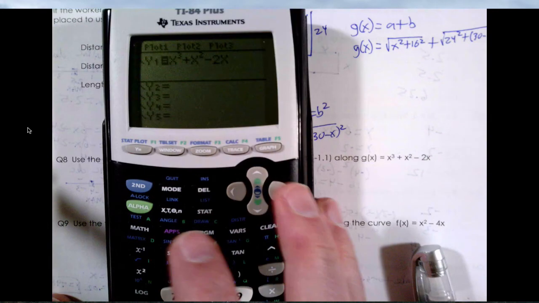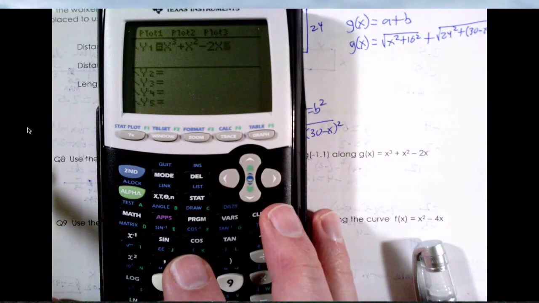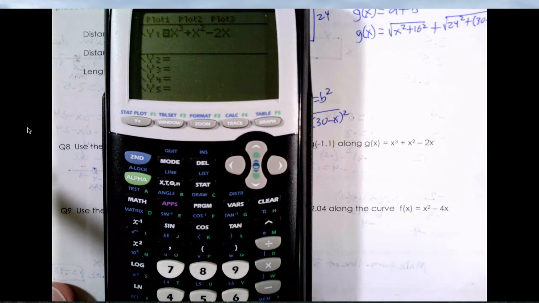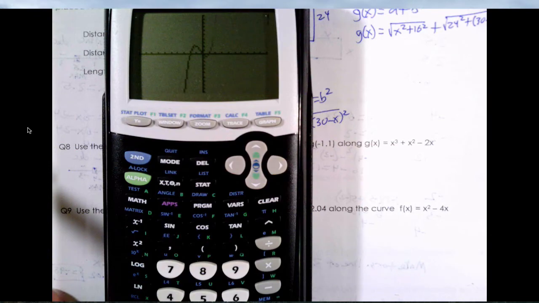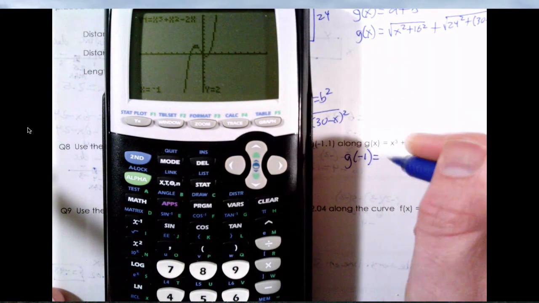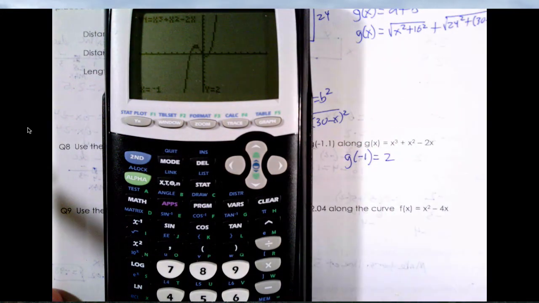All right, so I typed in the original function. Okay, there we go. All right, and let's just go back to Zoom 6 because they said to focus on -1. And -1 is not going to be real bad. So trace -1, enter. So essentially, g of -1 equals 2. All right, so I've got the y value I need for the tangent line.